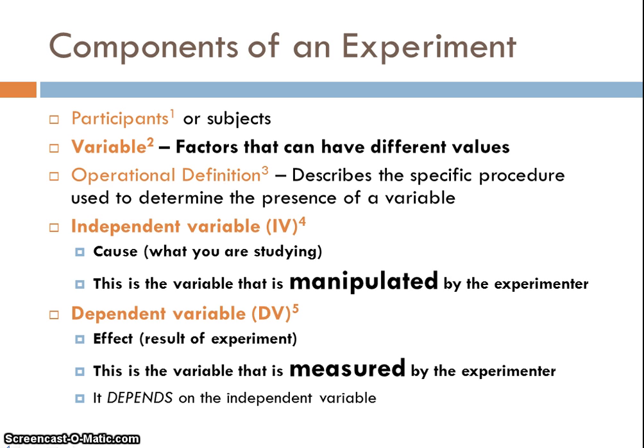All right, so what makes an experiment? What are the components of an experiment? Well, the first thing that you have to have are participants. You have to have subjects. You have to have people who are willing to come in and be a part of your research study.